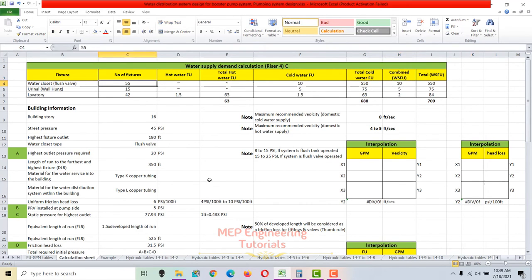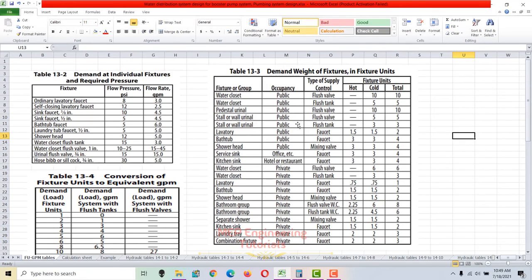Now I have to get the value for each water closet. So I'll go to this table, demand weight of fixtures in fixture units. We have a water closet in a 16-story office building, and we know that it's a flush valve operated water closet. So occupancy is public, flush valve operated, and you see there is no cold water value here, and there is no connection of hot water, so no value here either. We have only a cold water point on the water closet.